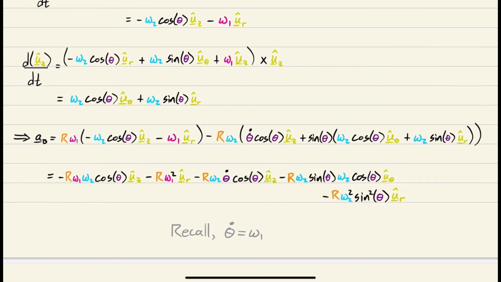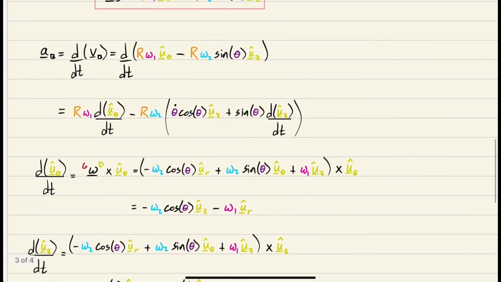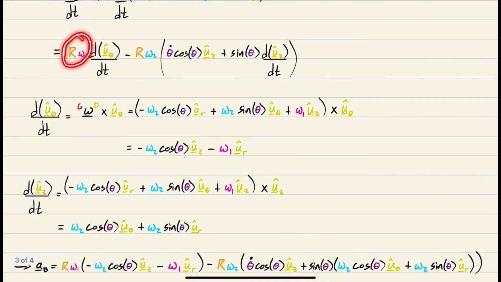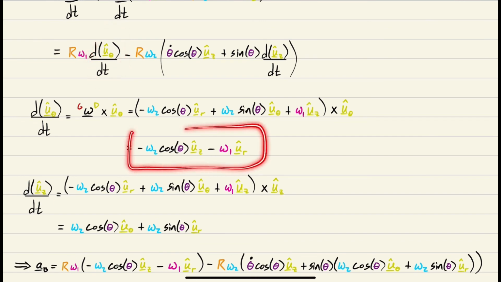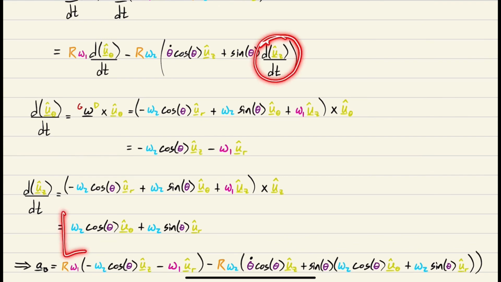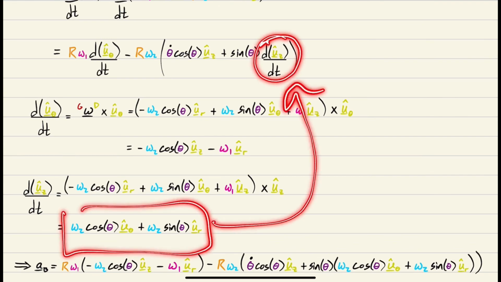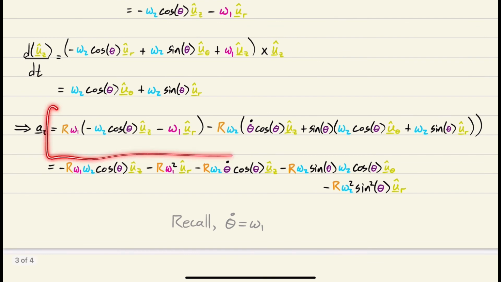So now we just plug in for the acceleration, right? So what was our acceleration? It was r omega 1 times the rate of change of u theta, which we just found here. So we're going to plug this guy into here, minus r omega 2 times this plus sine theta, rate of change of uz, which we just found here. So we're going to take this and plug that in here. That is all I did right here. I just plugged in those rate of change terms that we just found.